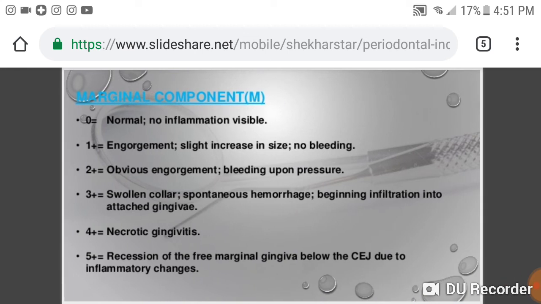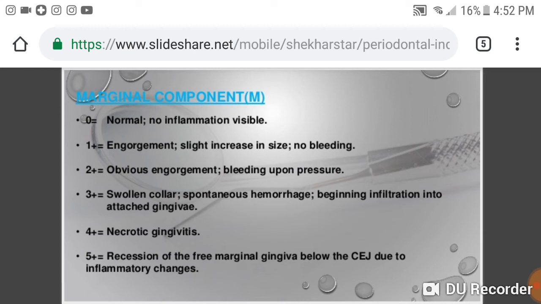The marginal component. Score 0 or code 0, normal, no visible inflammation. 1, engorgement, slight increase in size, no bleeding. 2, obvious engorgement, bleeding upon pressure. 3, swollen collar, spontaneous hemorrhage, beginning infiltration into attached gingivae. Code 4 or score 4, necrotic gingivitis.